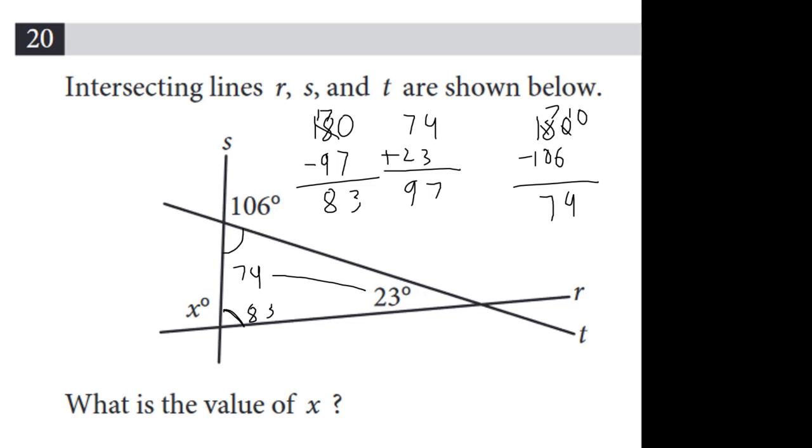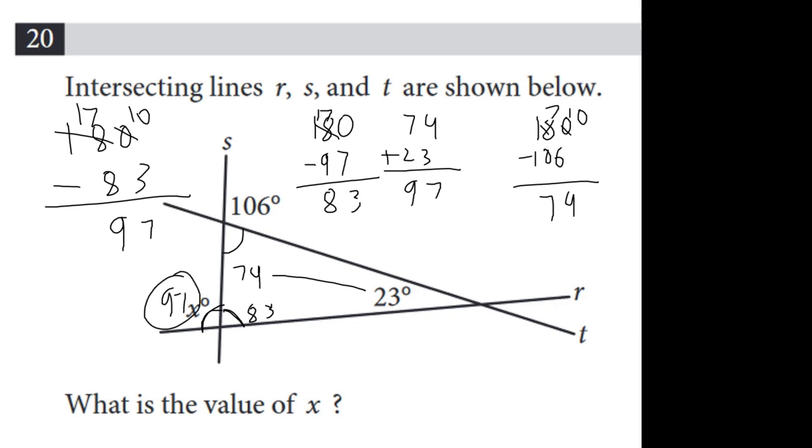And then from that 83 right here, I'm going to subtract it from 180. So it's going to be 180 minus 83 to figure out the supplementary angle for this one. So the answer would be 97. And from there, that will be your answer.